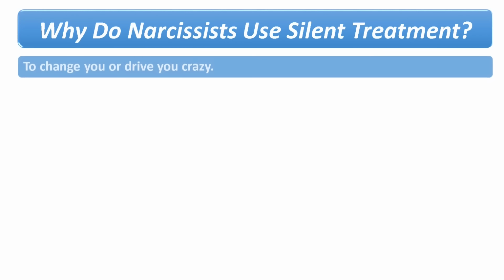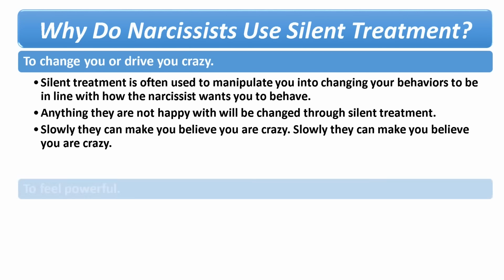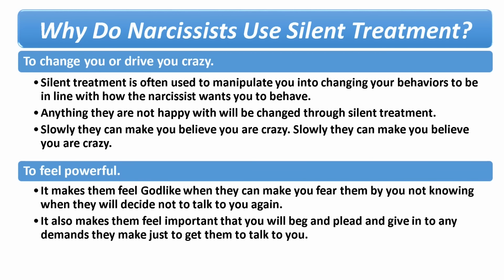To change you or drive you crazy. Silent treatment is often used to manipulate you into changing your behaviors to be in line with how the narcissist wants you to behave. Slowly over time, they will attack each part of you until you give that part up or change it. Anything they are not happy with, such as how you dress, what you eat, what you watch on TV, your job, and so on, will be changed through silent treatment. You will become an empty shell of yourself and their robotic slave.